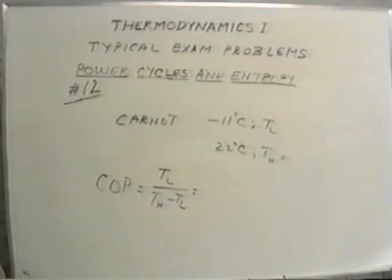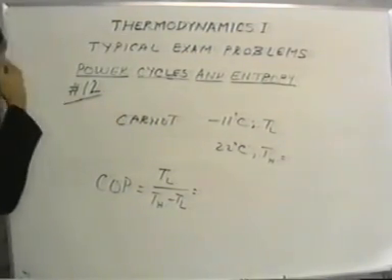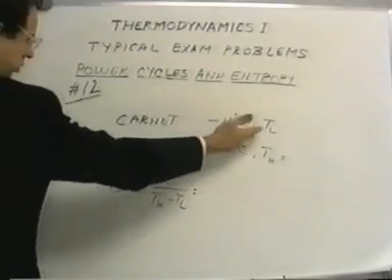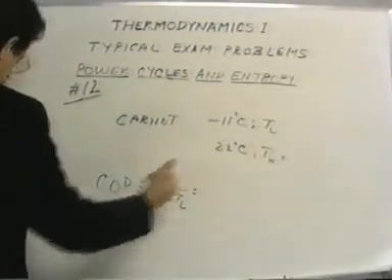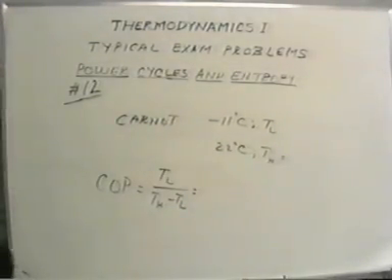In problem number 12, we have a Carnot cycle refrigerator that operates between minus 11 degrees C, which is the low temperature, and 22 degrees C, which is the high temperature. What's the coefficient of performance?